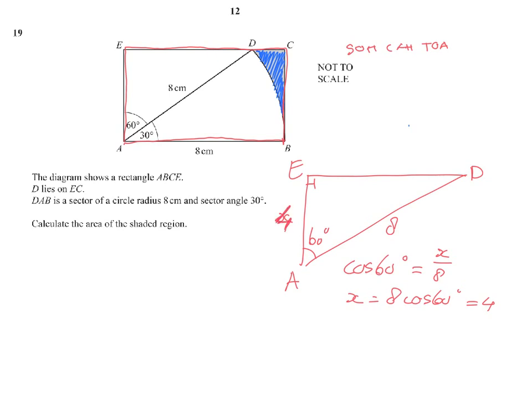Fantastic. So I can now calculate the area of the total rectangle. So the area of the rectangle is 8 times 4, which is 32. So now if I find the area of the triangle and the area of the sector and subtract them from 32, I'll have the blue area. Fantastic. Let's start with the triangle.